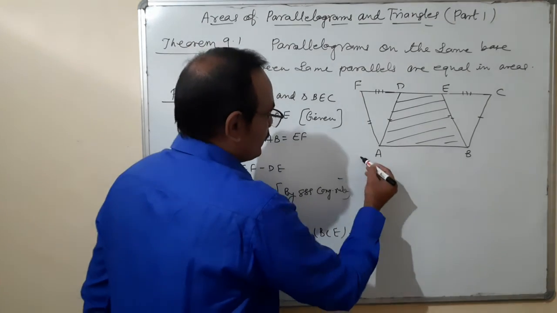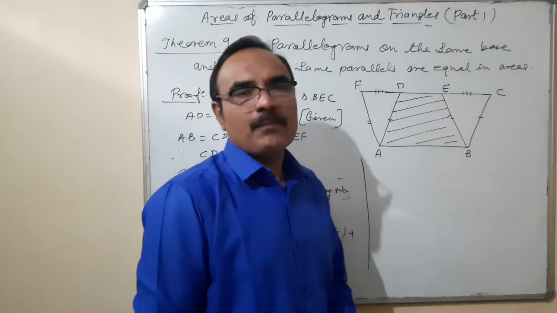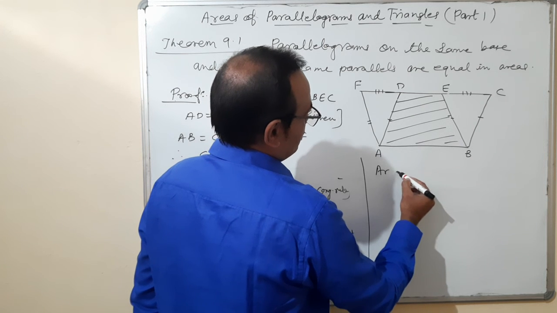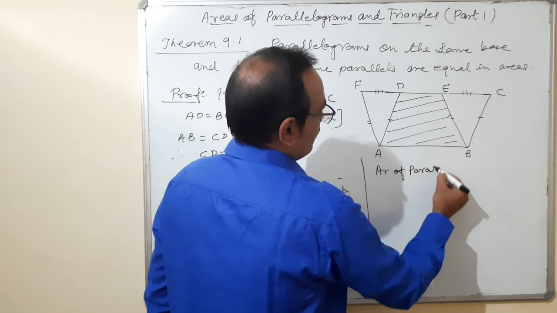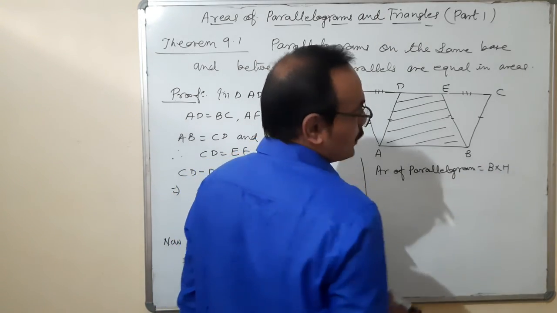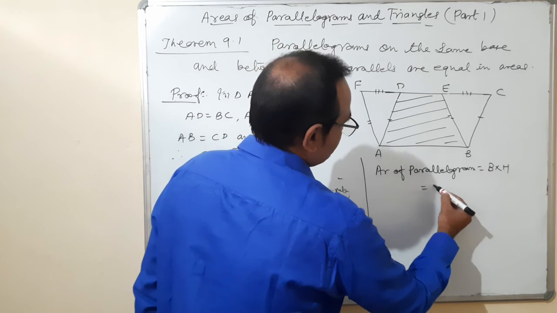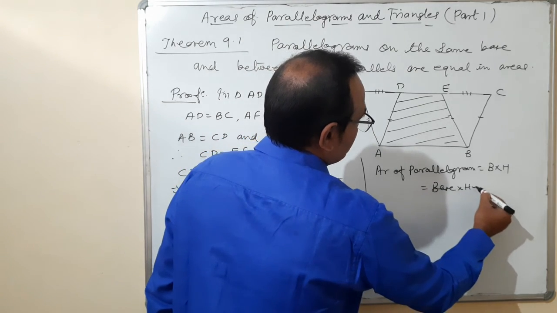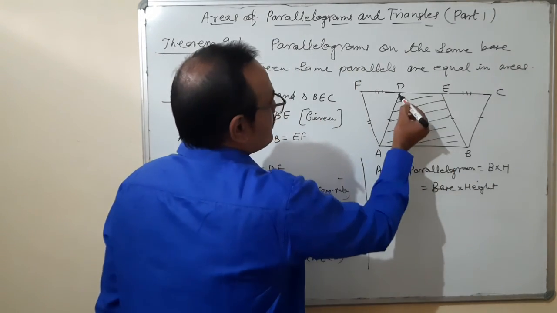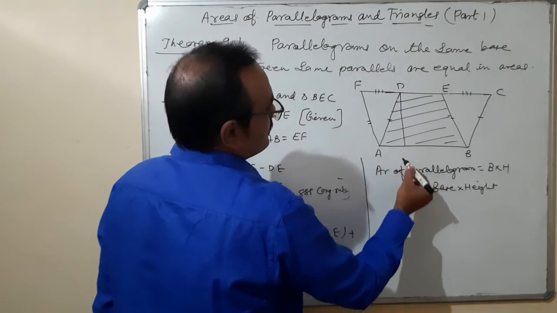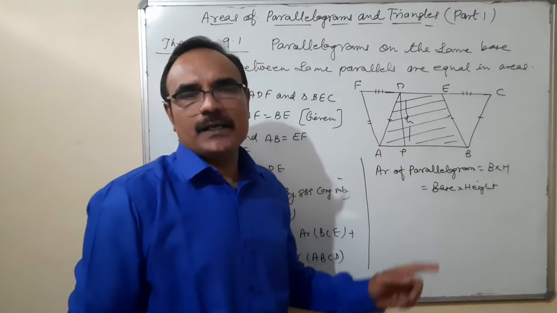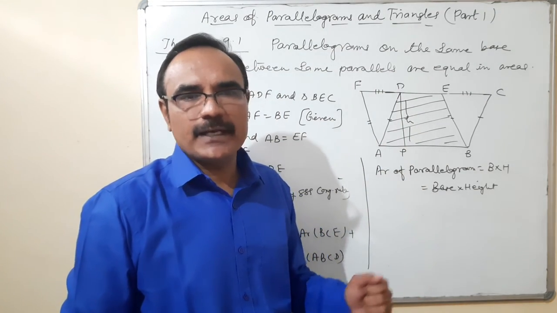One more way, if you want to prove it: we know that area of a parallelogram is equal to base into height, B into H. If I draw one perpendicular here, suppose it is P and this H is the perpendicular. DP is a perpendicular on both the parallelograms ABCD and ABEF.